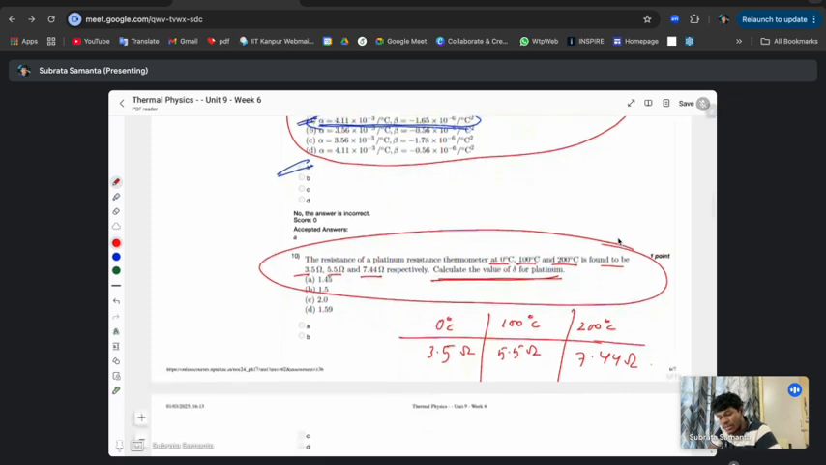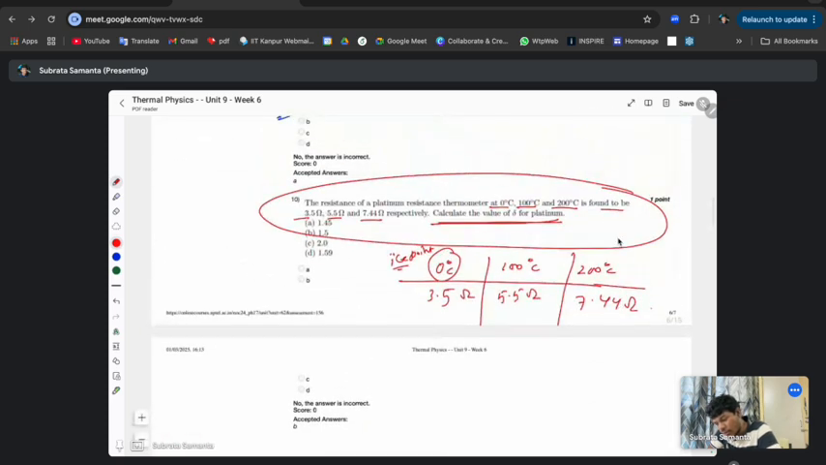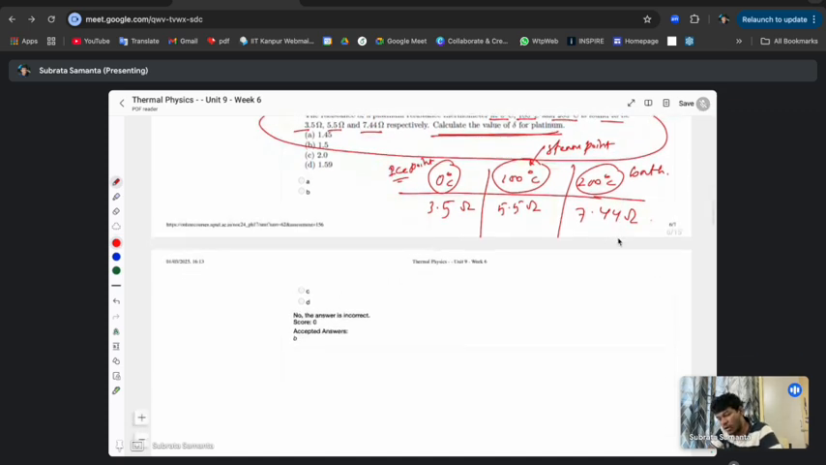So this 0 degree is basically your ice point, right? And this 100 degree centigrade is your steam point, and this is your hot bath. Therefore the hot bath temperature theta is basically (R theta minus R naught) divided by (R100 minus R naught) times 100 degree centigrade, right?